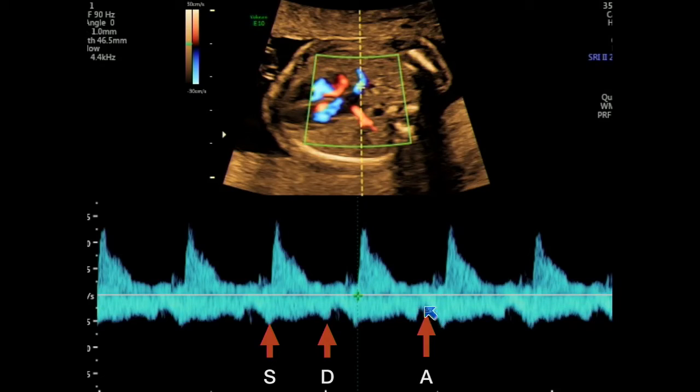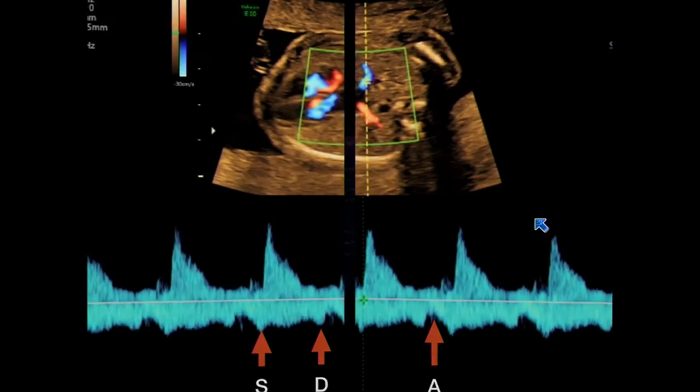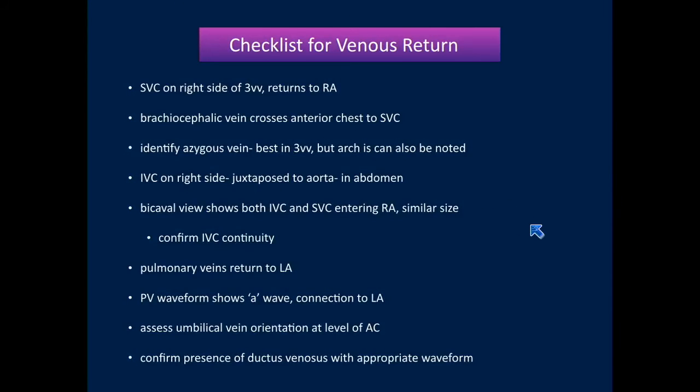If a pulmonary vein is not connected to the left atrium, it's incredibly unlikely you're going to pick up transmission of an atrial impulse in a pulmonary vein. So it's one thing to see them, it's another thing to prove they connect by showing that you have an A wave.